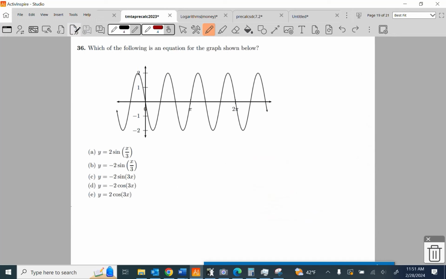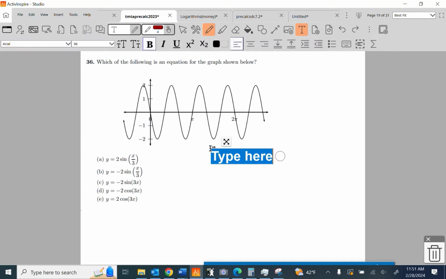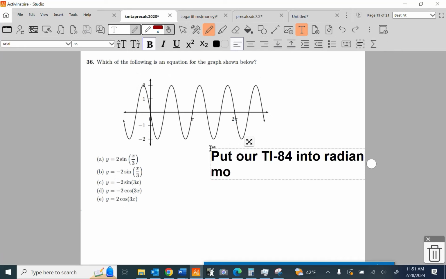All right, which of the following is an equation for the graph shown? If you are in my pre-calc class, you should know how to graph things. That's what we're going to do. We're going to put our TI-84 into radian mode. We're also going to adjust the window. I'm going to do 0 to 2 pi.